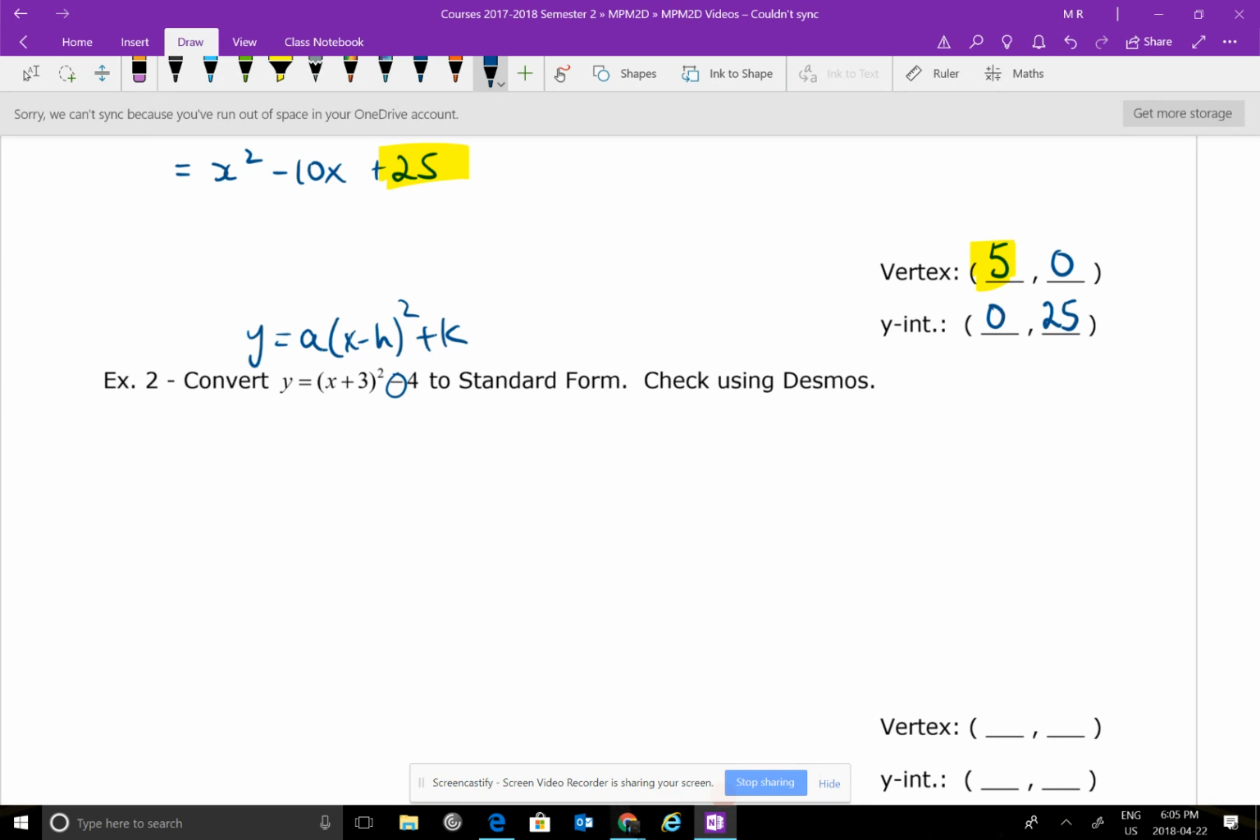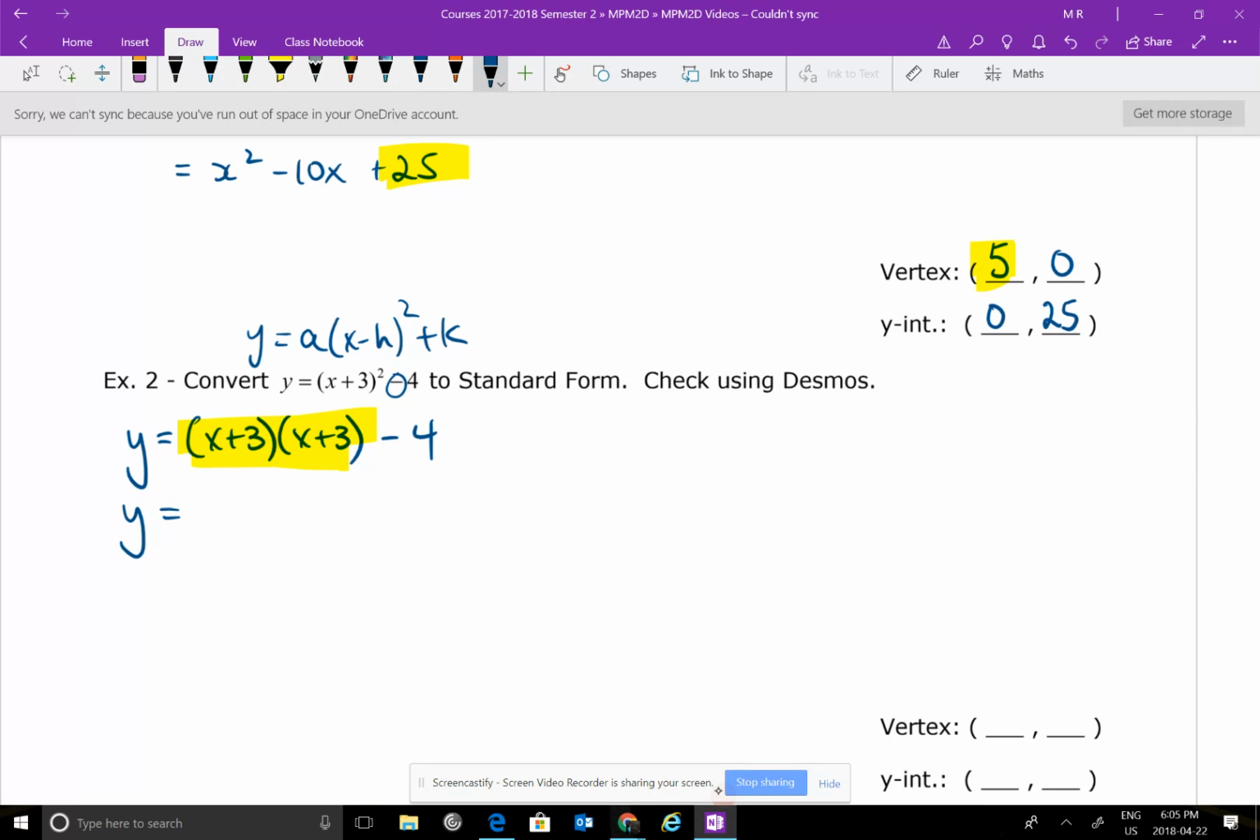So I'm going to expand this and make this into standard form. So we're going to write here y equals the x plus 3 squared, that's in brackets. That's like in factored form. You can write that as x plus 3 times x plus 3. Then you have a minus 4 outside. Okay. Then what we need to do next is expand the two brackets. So while you do that, you leave the minus 4 on its own outside.